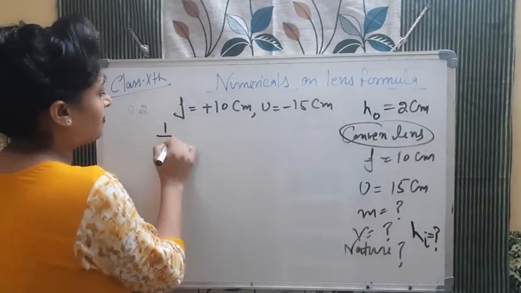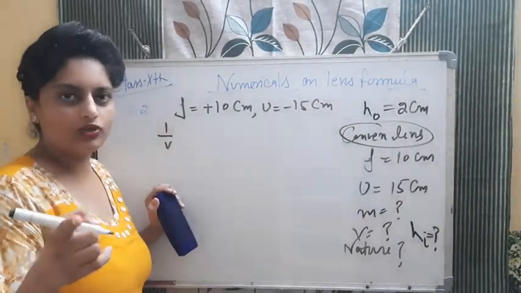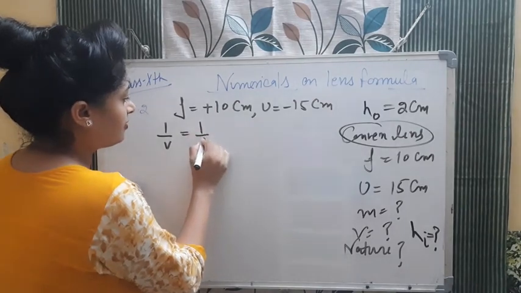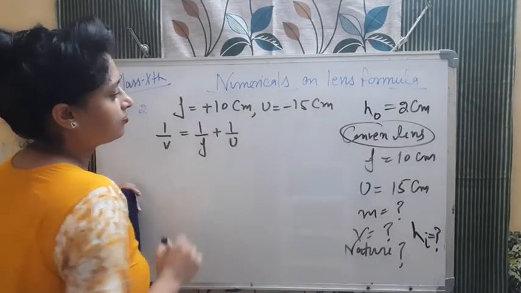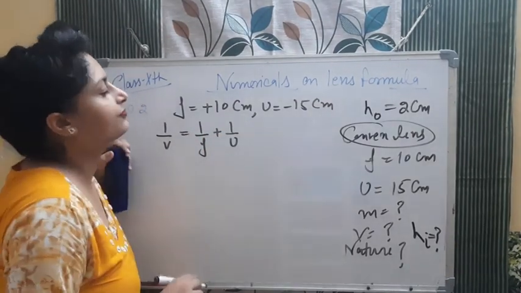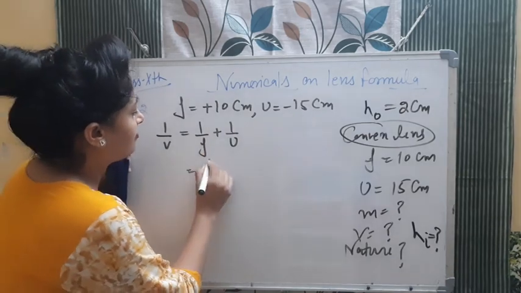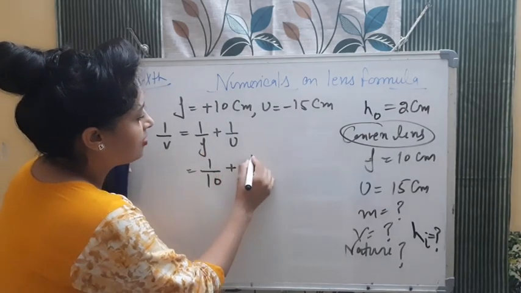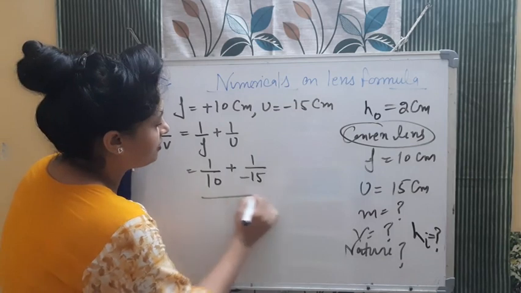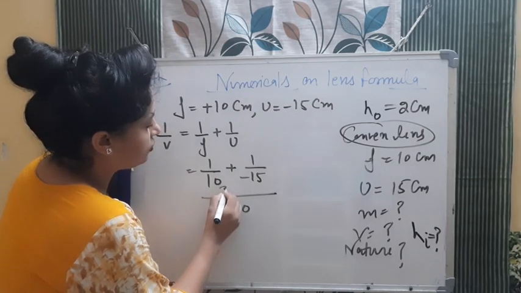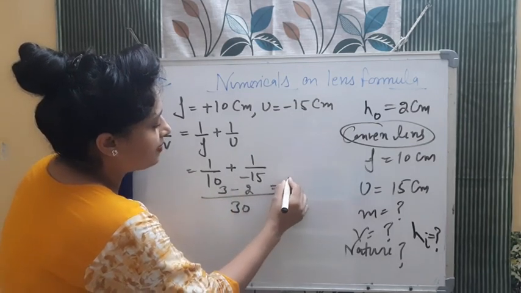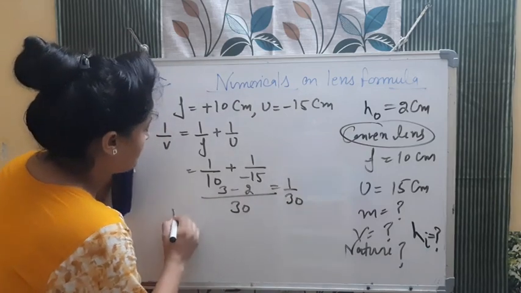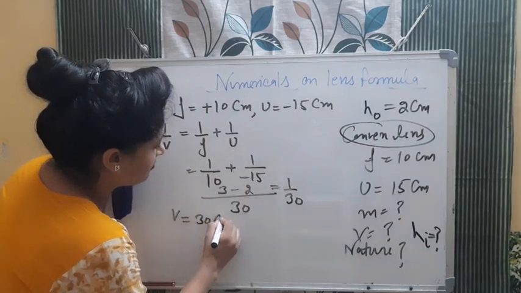Use the formula 1 by V minus 1 by U is equal to 1 by F. So what will happen? 1 by V equals 1 by F plus 1 by U. Is it correct? Yes. Okay. Put the values. 1 by F, 1 by 10 plus, here it is minus 15. Take LCM: 3 minus 2, so 1 by 30. And from here we can say V is equal to 30 centimeter.